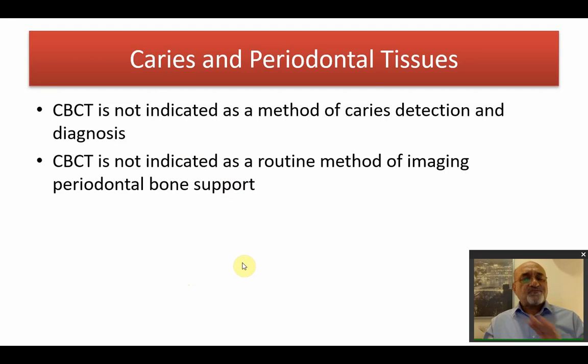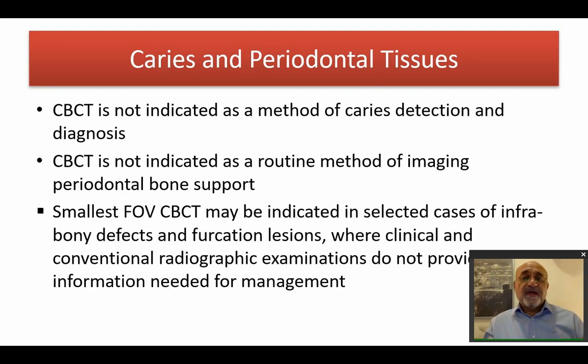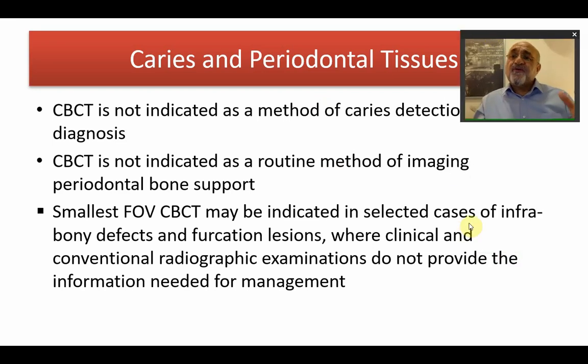For periodontal bone support, again, the gold standard for initial lesions is the bitewing, and if it is an advanced lesion, then the intraoral periapical radiographs. Again, they will give you an image of better resolution. If there is a need, like a periodontal surgery, and you want to detect infrabony pockets or defects, and you feel that there is no other way of detecting these pockets, then if you are going to go for the CBCT, choose the CBCT with the smallest field of view.